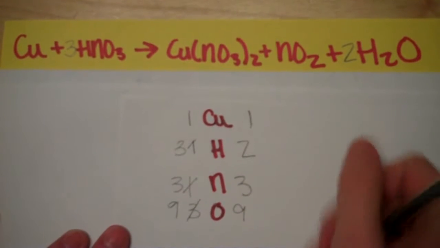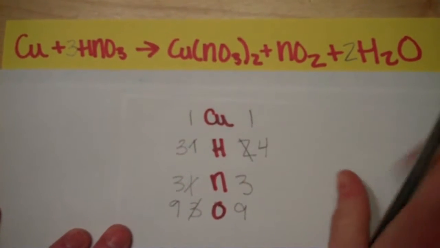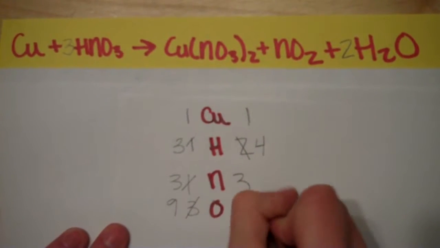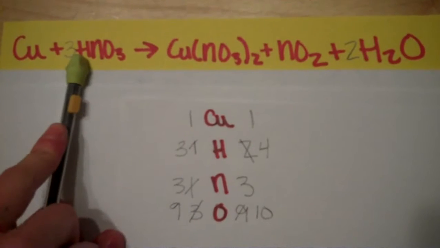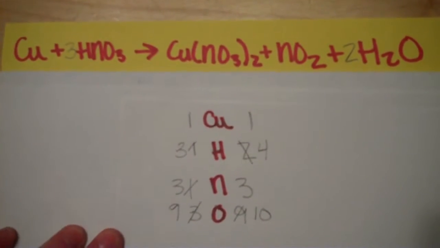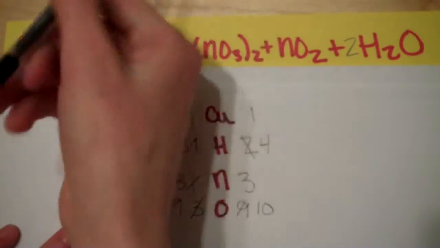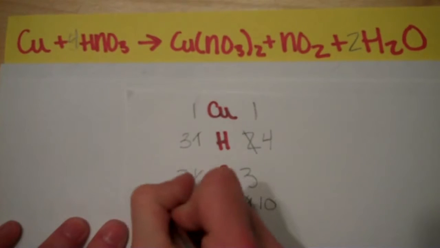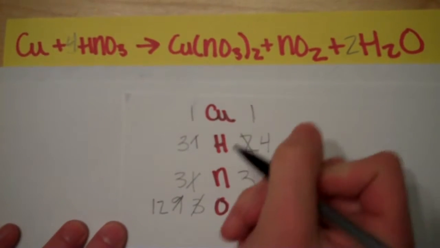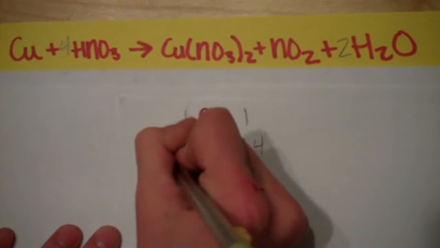See what happens. There are now 4 hydrogens there, and 1 more oxygen. That's 10. So now we have to go back to the left and get another oxygen. So let's change that to a 4. See what happens. There are now 12 oxygens, 4 nitrogens, and 4 hydrogens.